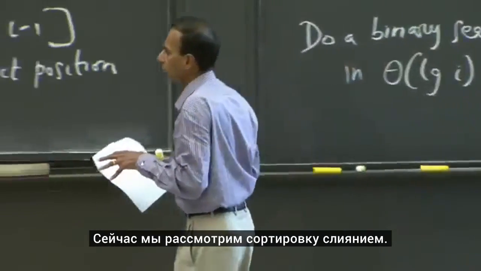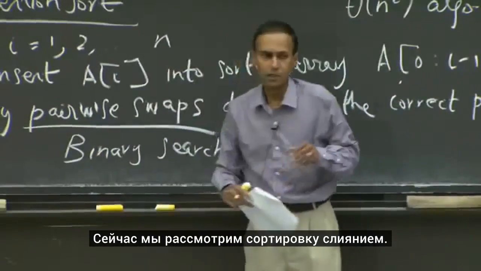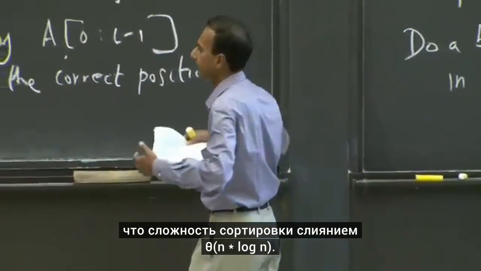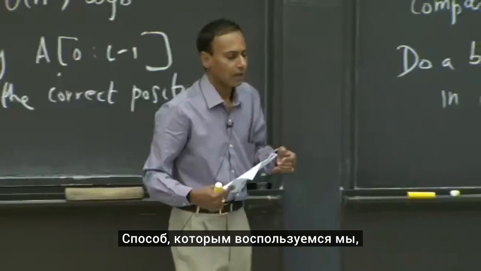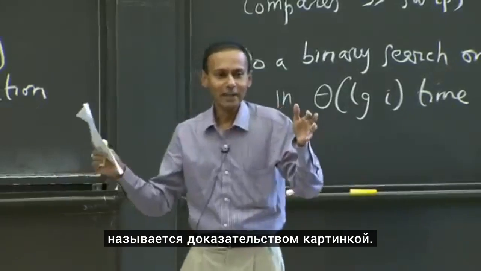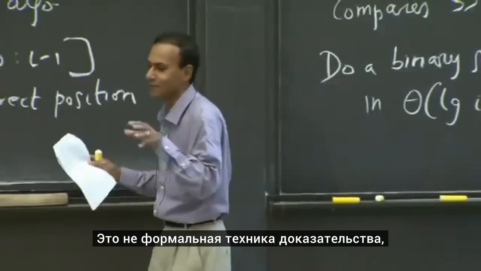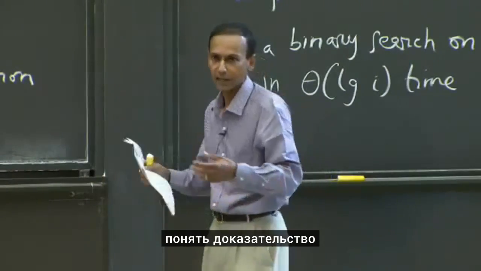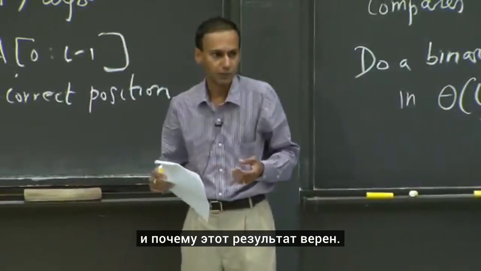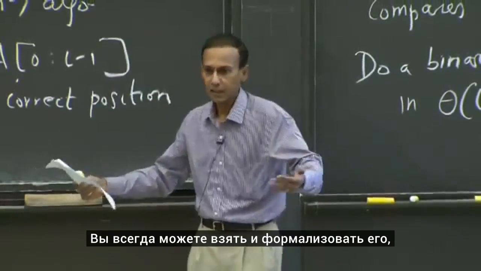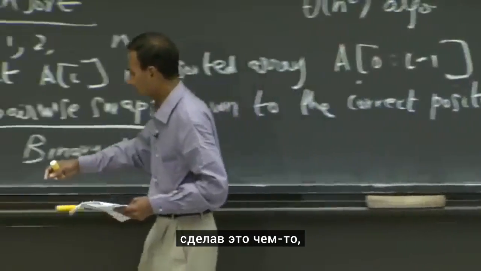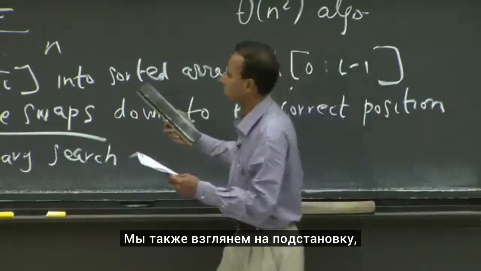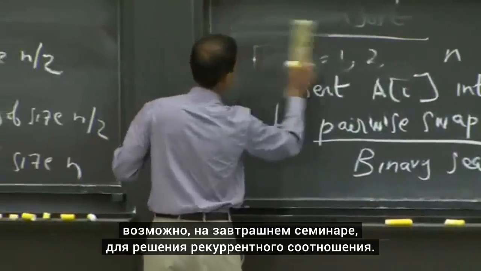And so what we'll do now is take a look at merge sort, and we'll look at a recursion tree, and there are many ways of proving that merge sort is theta n log n. The way we're going to do this is what's called proof by picture. And it's not an established proof technique, but it's something that is very helpful to get an intuition behind the proof and why the result is true, right? And you can always take that and formalize it and make this something that everyone believes. And we'll also look at substitution, possibly in section tomorrow, for recurrence solving.